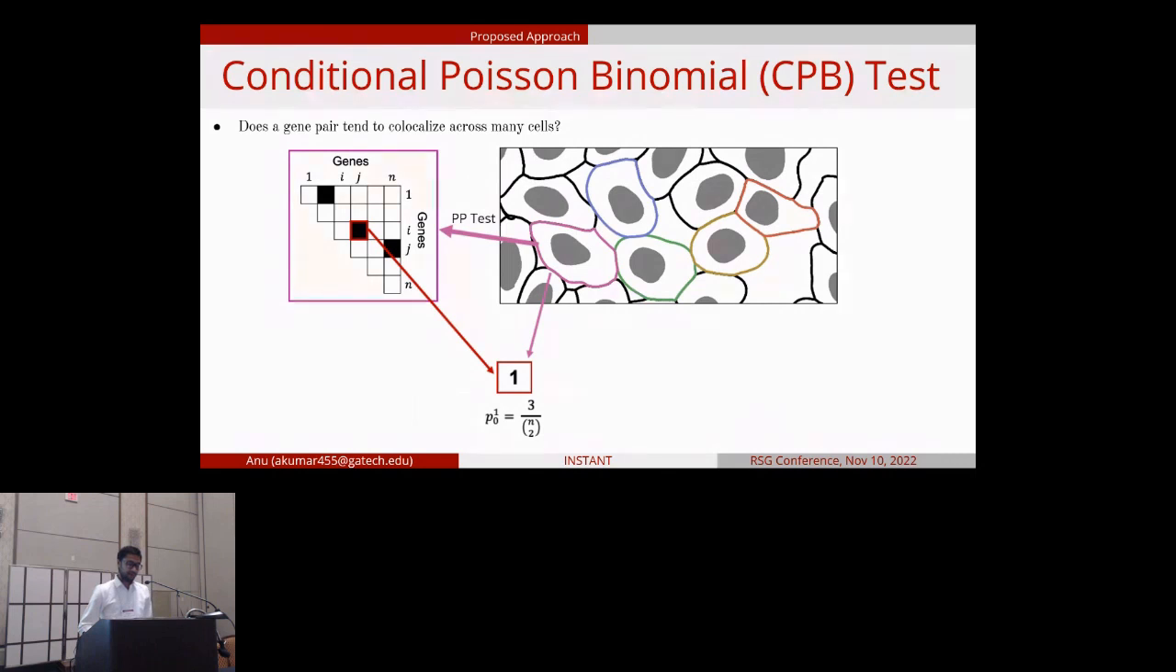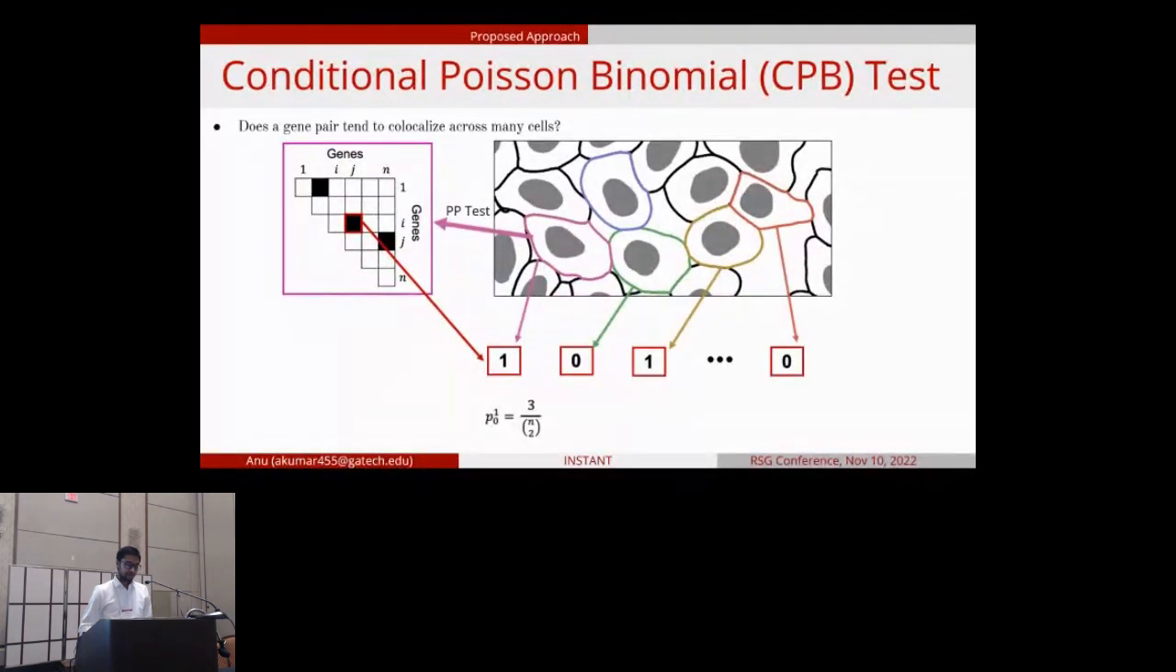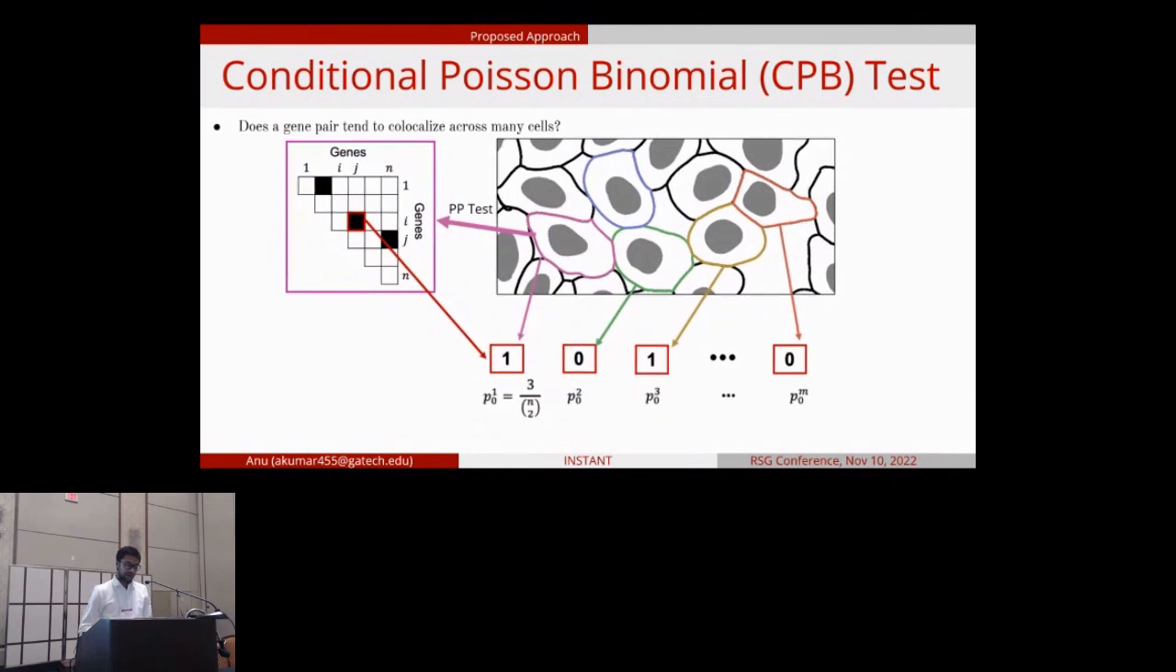This is obtained by calculating the total number of co-localized pairs in this cell, which is 3, divided by the total number of possible pairs, which is n choose 2. We can similarly perform the PP test for each cell, 1s and 0s, and we'll have different probabilities for each cell. Note that we have different probabilities because some cells may have many co-localizations, some other cells may not have co-localization. And we would like to ask if the number of co-localized cells, is it enough?